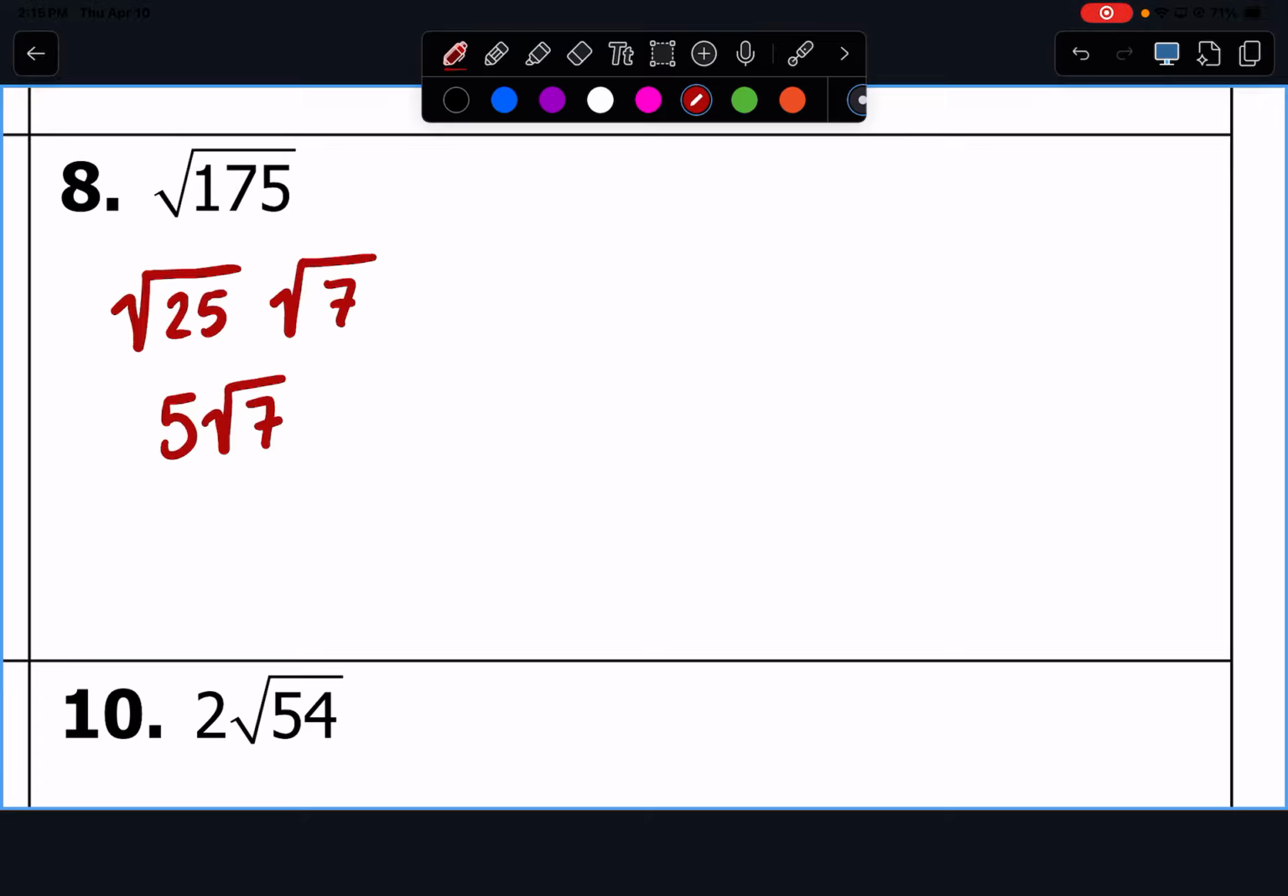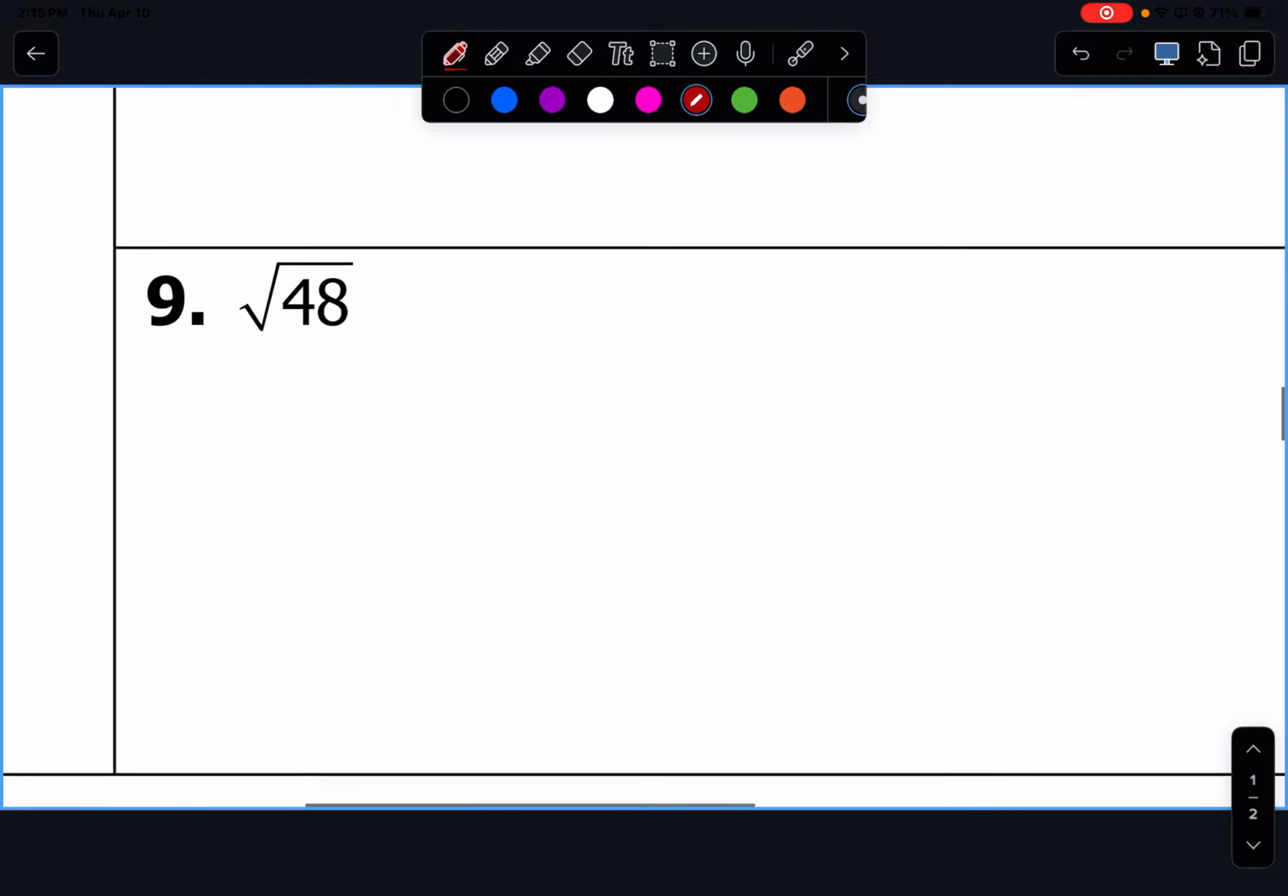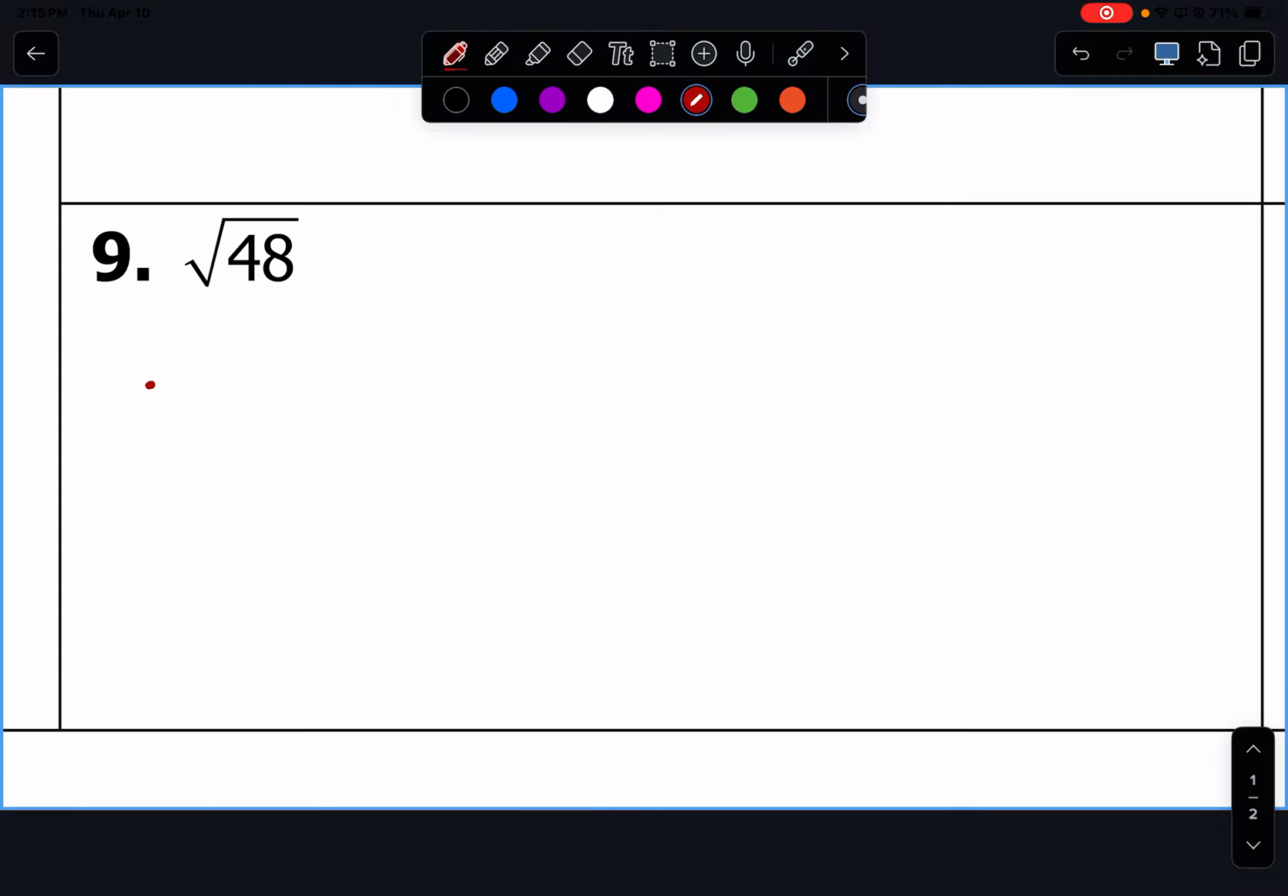I want y'all to do number 9 for me. Figure out the 2 numbers that we can break 48 into. The biggest perfect square that 48 can be divided by.